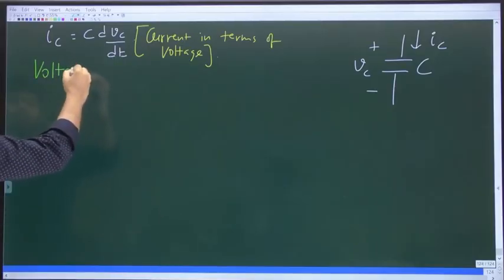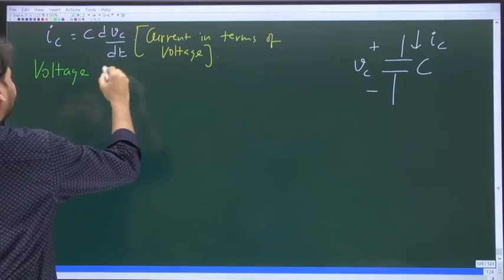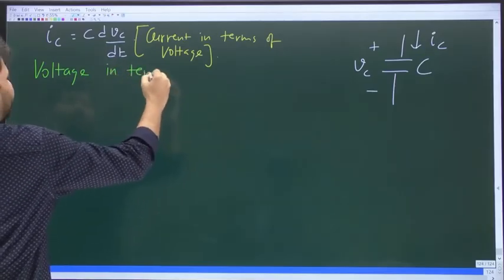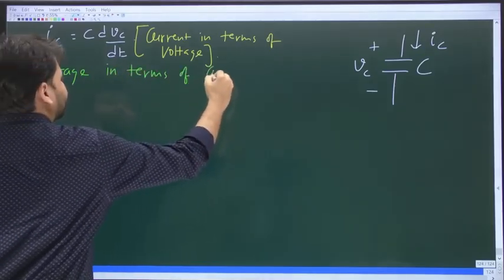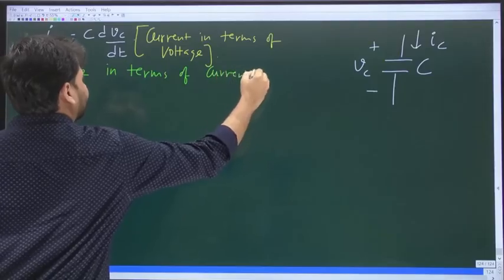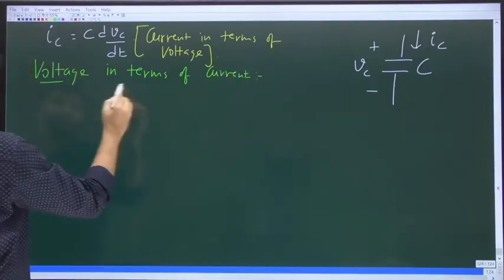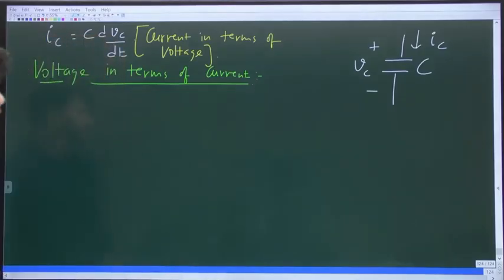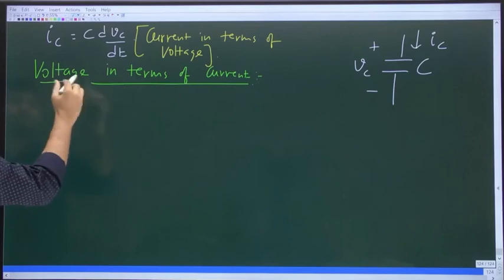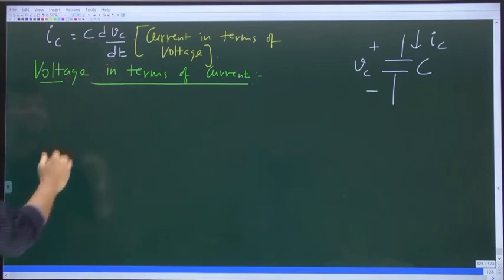So now we are going to find voltage in terms of current. Voltage in terms of current. Now again, Ic equal to C dVc by dt.